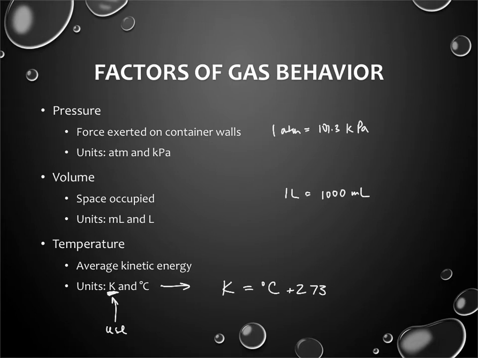So when looking for STP values, you need to make sure those units are consistent with the problem. So STP, standard temperature and pressure, are these two values, and standard temperature is 273 Kelvin or 0 degrees Celsius. So you have to make sure you use the one that's appropriate for the problem.